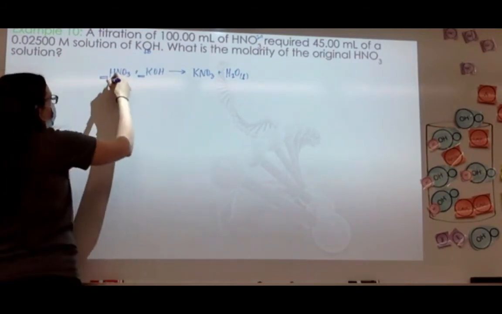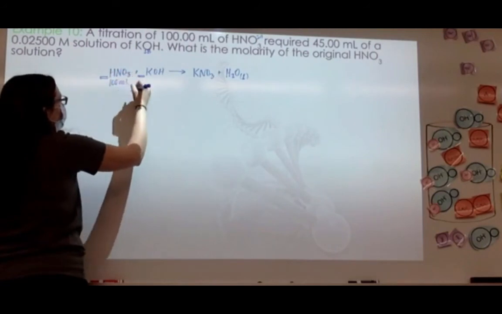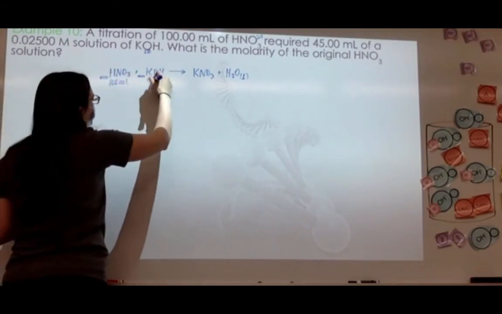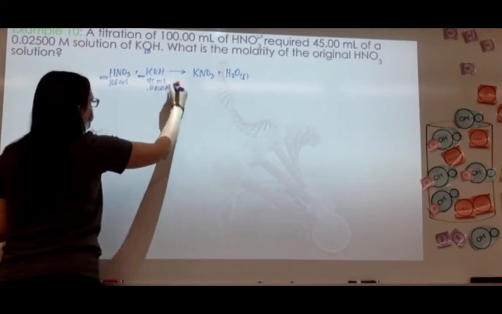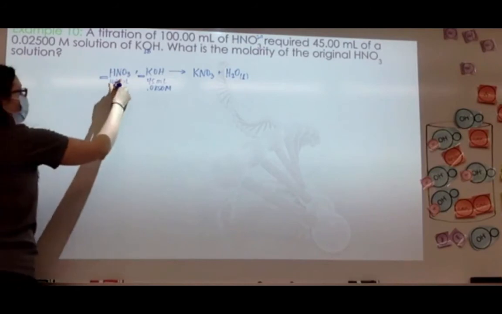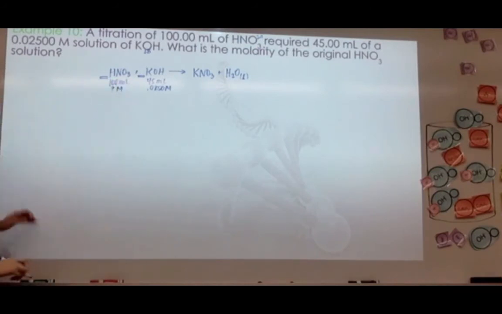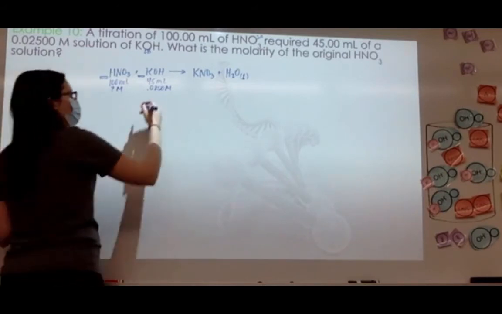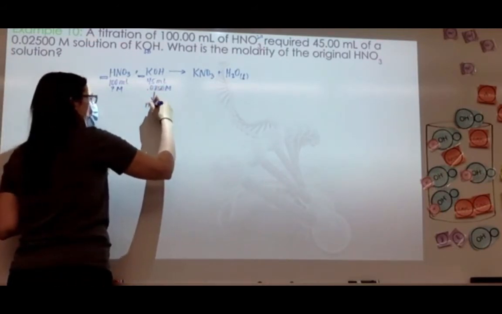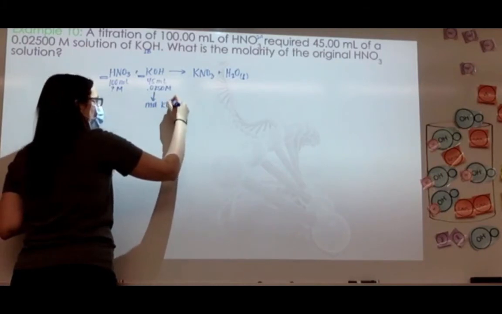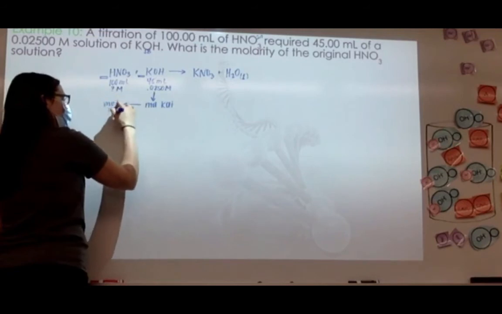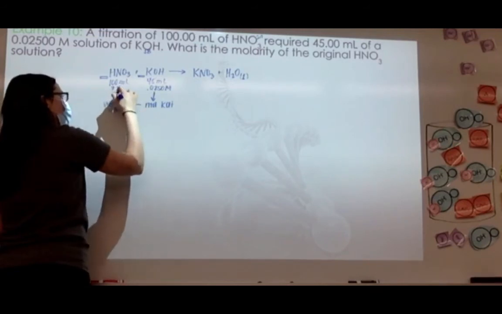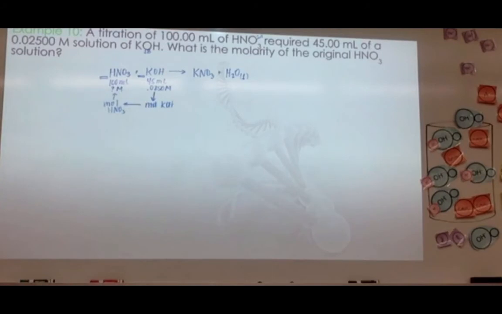So this is telling me I have 100 milliliters of HNO3. I have 45 milliliters of a 0.025 molar KOH solution. I want to know the molarity of HNO3. So because this is a strong titration, we can figure out our moles of KOH, use that to find moles of HNO3, and then use moles and volume to find molarity.